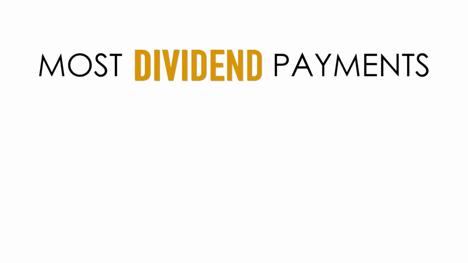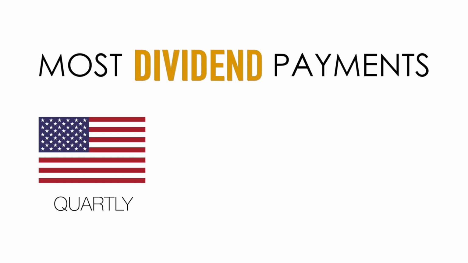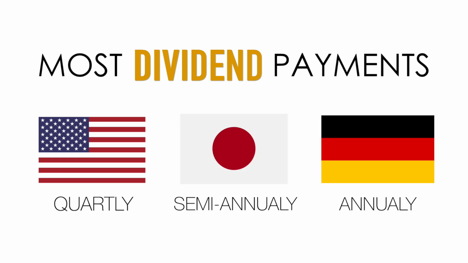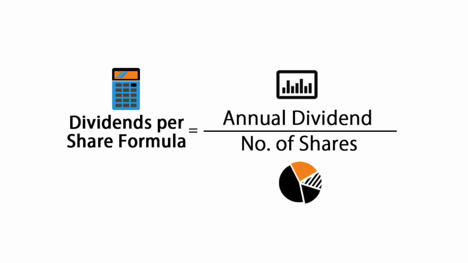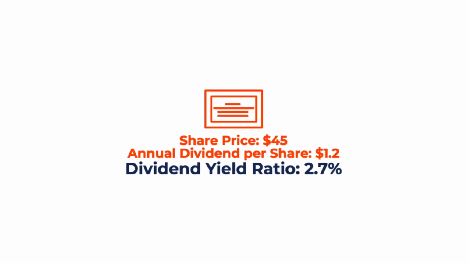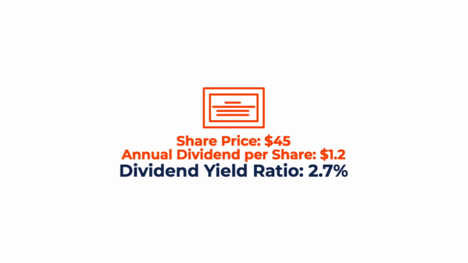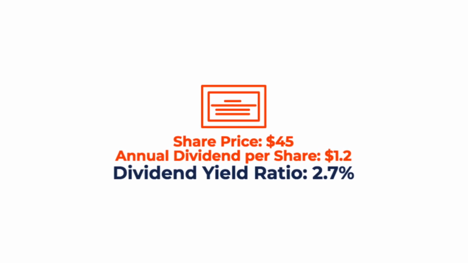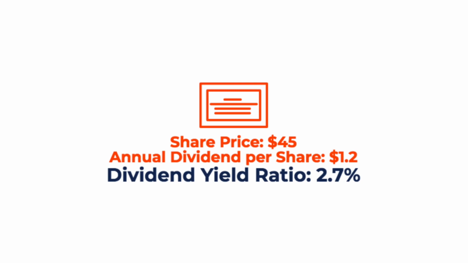Most dividend payments are quarterly in the US, semi-annually in Japan, and annually in Germany. However, they can vary. The dividend shows you how much per share the company is paying each shareholder, and that's the dividend payout. The dividend yield is expressed as a percentage, and it's a financial ratio, the dividend divided by the price, that shows how much a company pays out in dividends each year relative to its stock price.